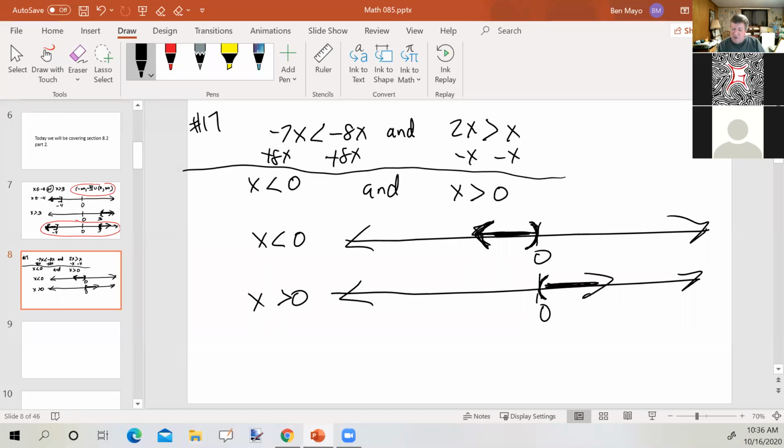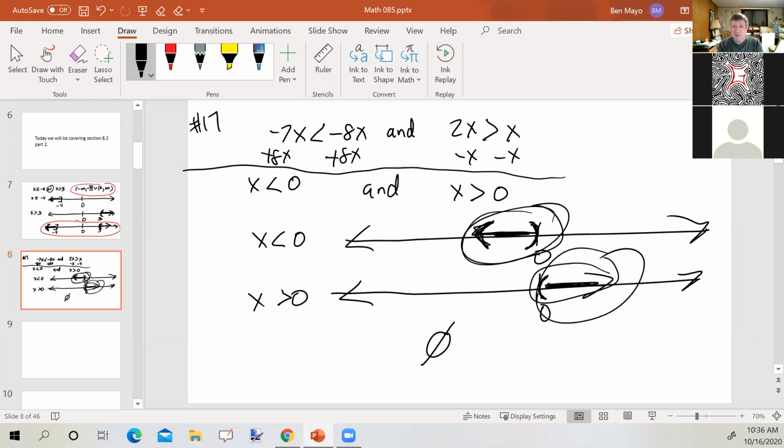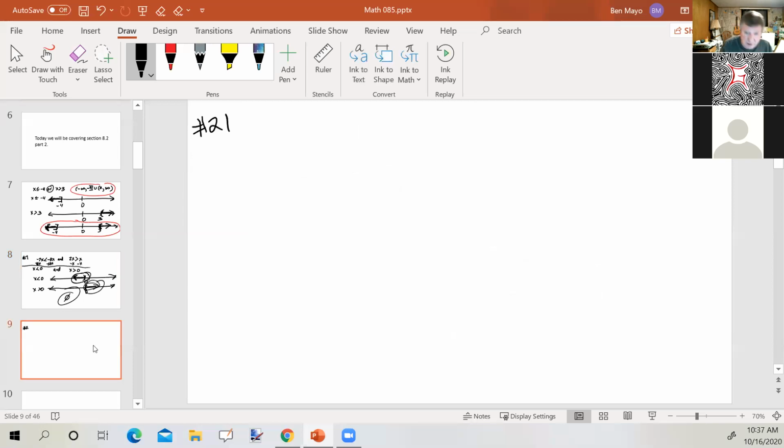Now, intersection. Well, this graph starts below 0. This graph starts above 0. So is there anything that overlaps? No. Only 0? No, right? 0 isn't included in either one. So this is below 0, this is above 0. 0 isn't on either graph. They don't overlap, nothing in common. So no solution, null set. All right with that? Yep. That takes us to number 21.